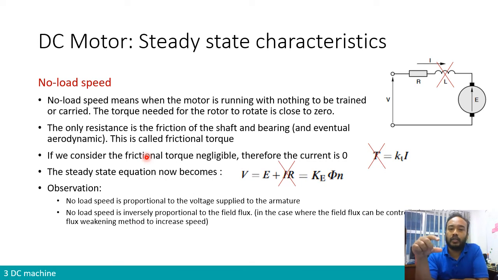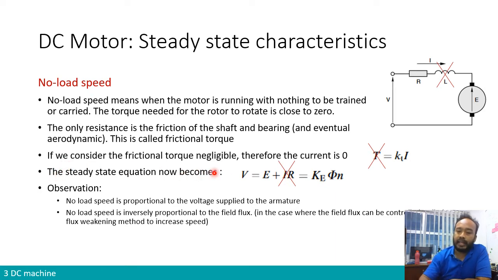You will only notice it if you measure the current in the armature. If a motor is rotating without being connected to any load, you will observe a very small amount of current compared to the nominal current indicated in the datasheet of the machine. So if we consider that frictional torque is negligible, then in the relation between torque and current, torque equals 0. Therefore, automatically the current should also equal 0. So what happens if it's 0?